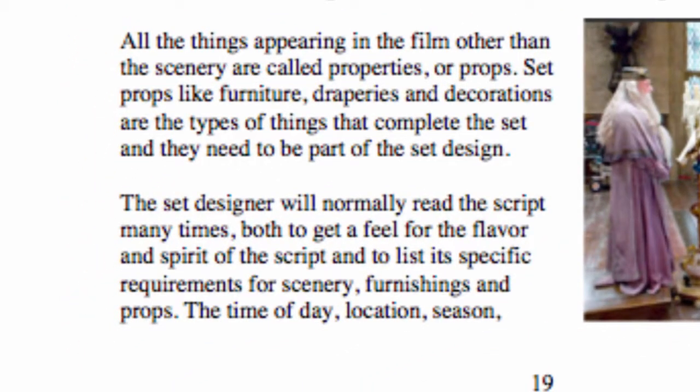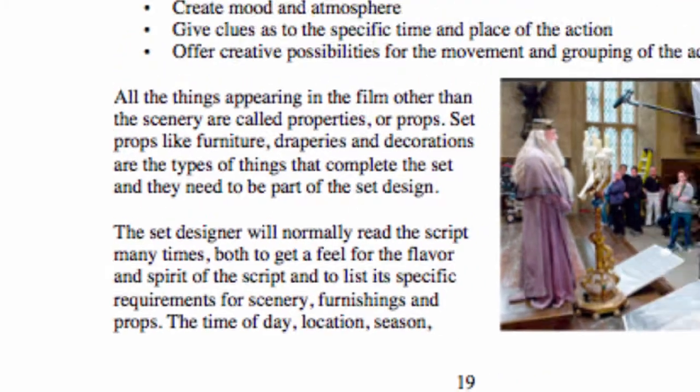All the things appearing in the film other than the scenery are called properties or props. Set props like furniture, draperies, and decorations are the types of things that complete the set, and they need to be part of the design. So the set designer will normally read the script many times, both to get a feel for the flavor and spirit of the script and to list its specific requirements for scenery, furnishing, and props.